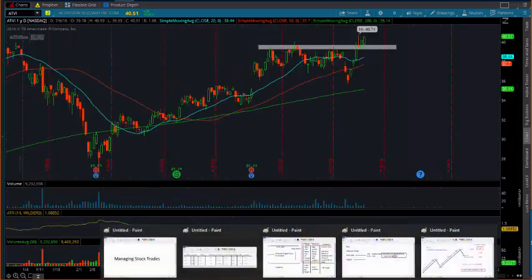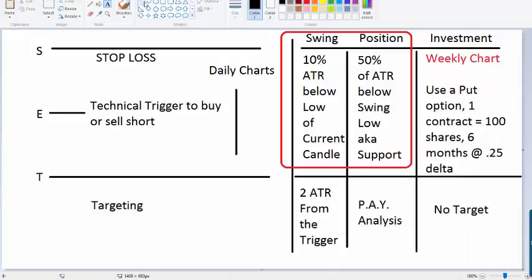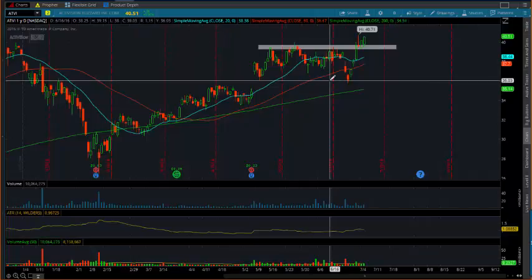Now, for the purpose of our analysis tonight, we are not doing any investments, okay? All of these we're assuming we're trading, because if you're watching this trying to figure out how to manage your stocks, you're probably a trader, right? So think about it as a trader. This one will be a position trade, and we're going to use 50% of the ATR below the swing low and our pay analysis. So, well, what do we need?